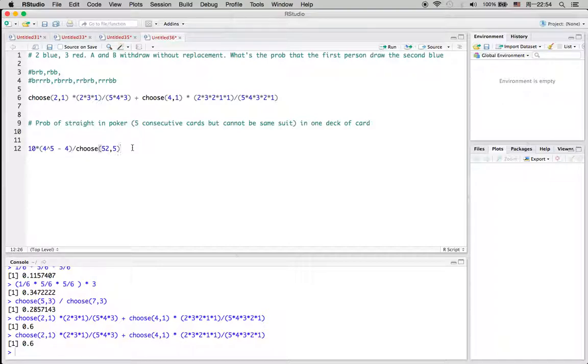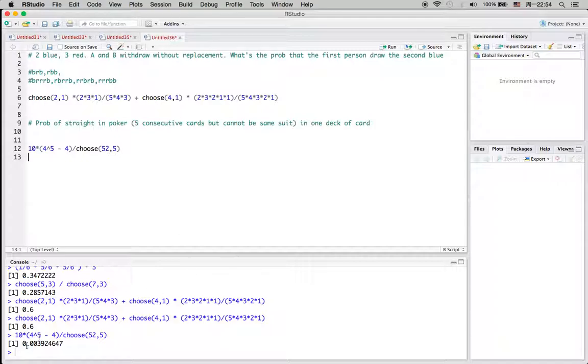So for this question, this is the probability that we can get five consecutive cards from a deck of cards, but they cannot be in the same suit. We can have, like, four spades but one heart. That also satisfies the condition that not all five cards are the same suit. So as we minus four here, we are removing four outcomes for the spade, heart, diamond, and club. That's why I have the minus four for the total number of suits. So 0.0039 will be the probability of getting a straight in poker for one deck of cards.